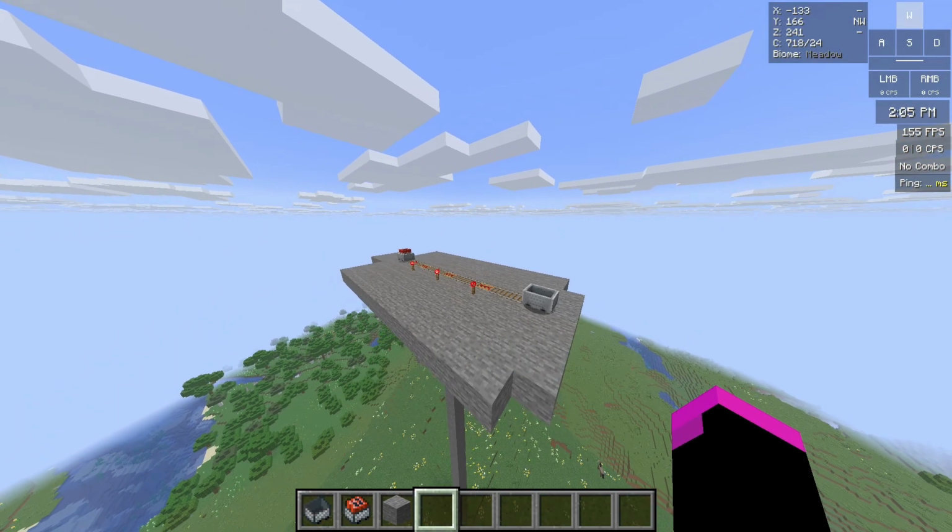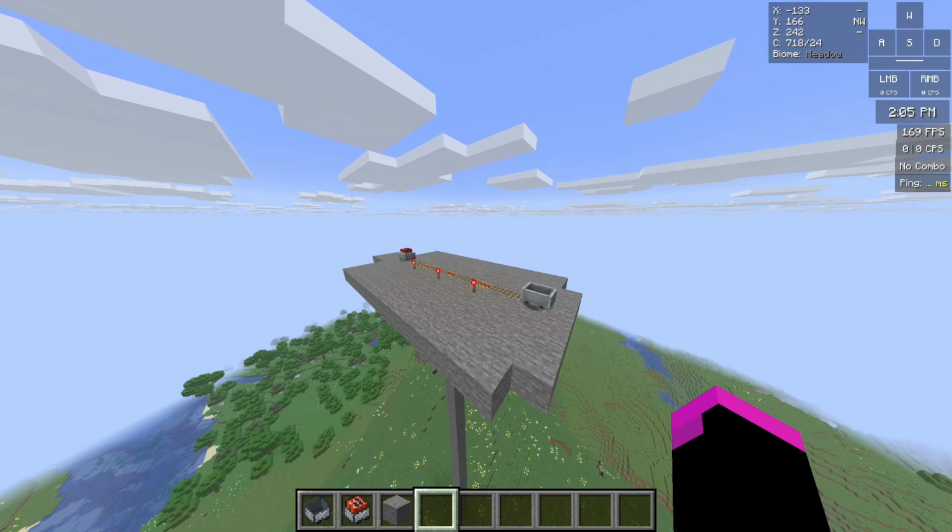Hello, this is my demonstration of Newton's third law of motion using Minecraft. So Newton's third law is that for every action, there's an equal and opposite reaction.